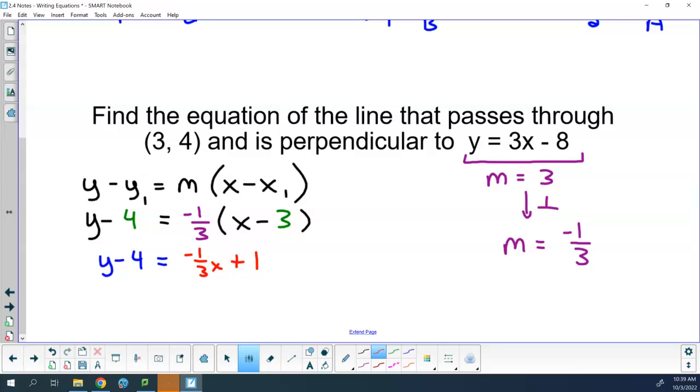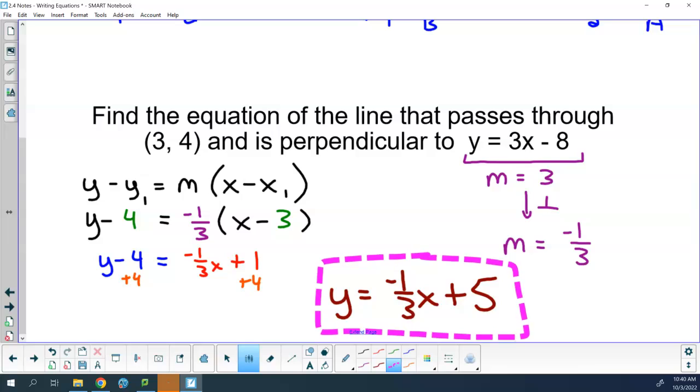Negative 1/3 times negative 3 is positive 1. Add 4 to both sides, and I get y equals negative 1/3 x plus 5. Agree?